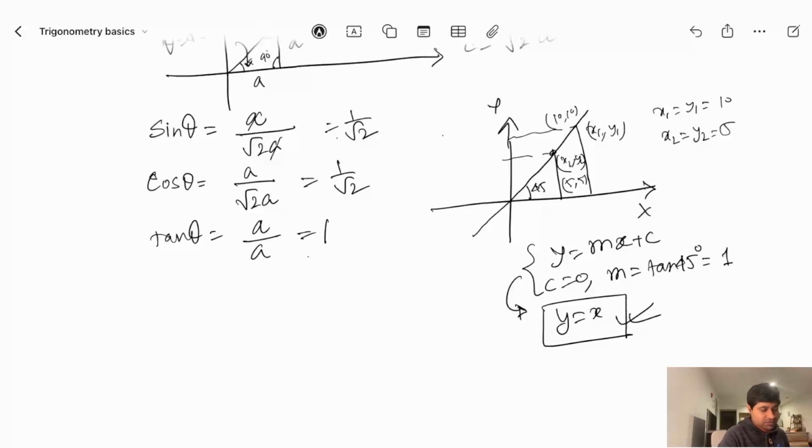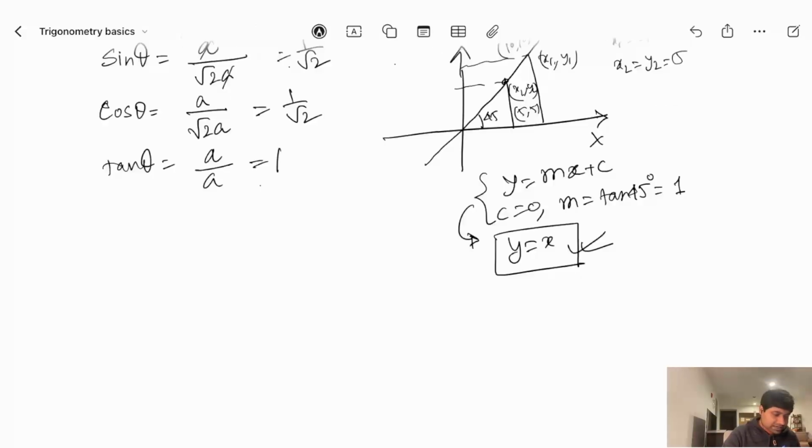And as it is going through the origin, so c was 0 actually. Now let's discover the other angles. What is the value of sine, cos and tan when the theta value is 30 degree or maybe 60 degree at that case? We can think in a different way.